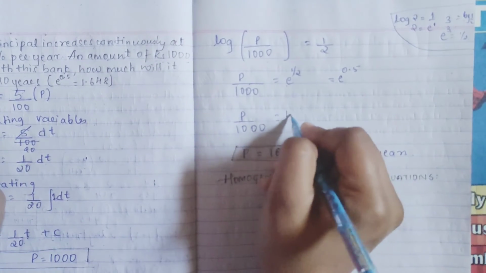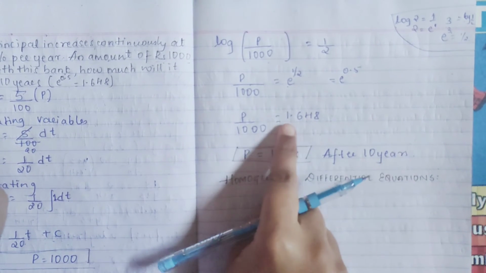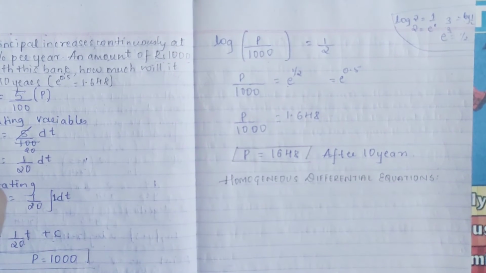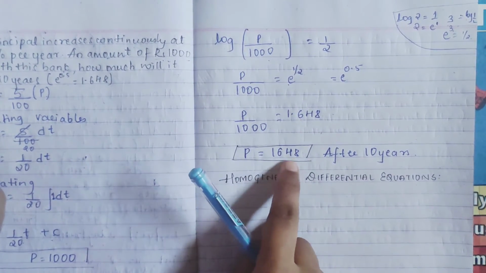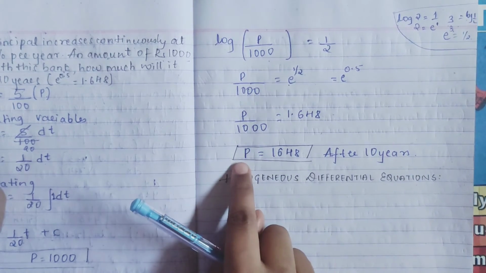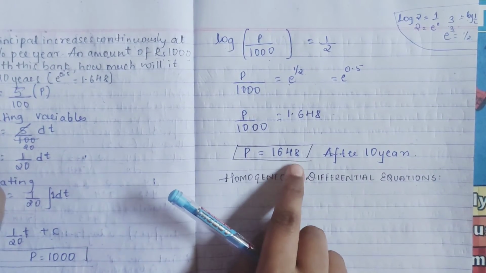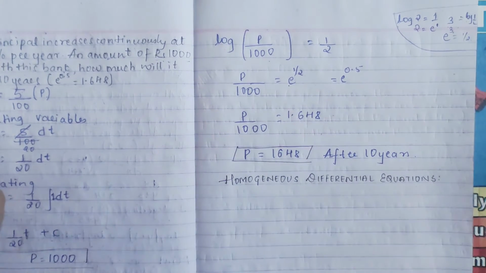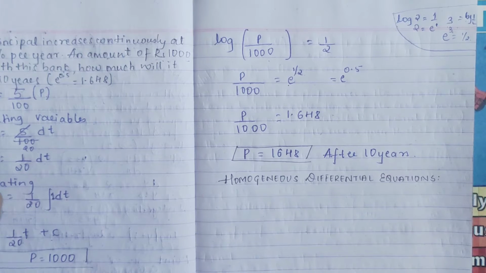So it is 1.648. e raised to 0.5 is 1.648. Finding the P value: 1000 multiplied, you will get 1648. So after 10 years, the principal value becomes 1648. I hope this is clear for you, the problems. Please go through it once again.